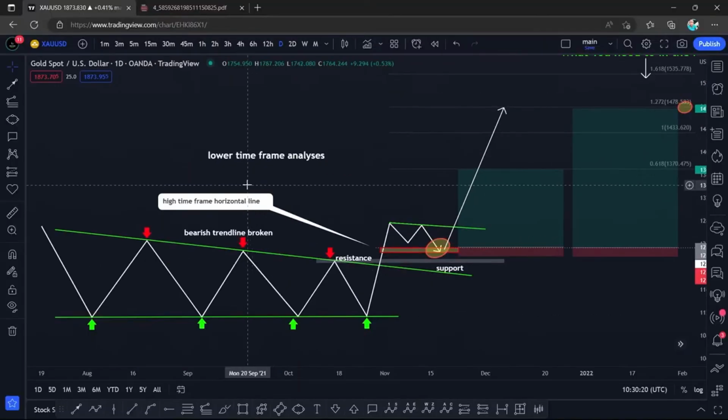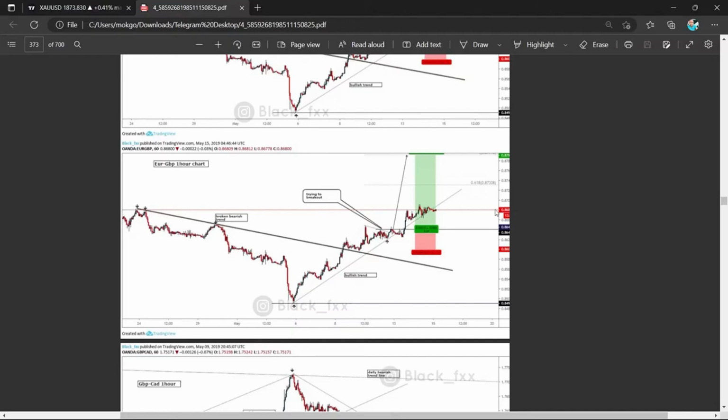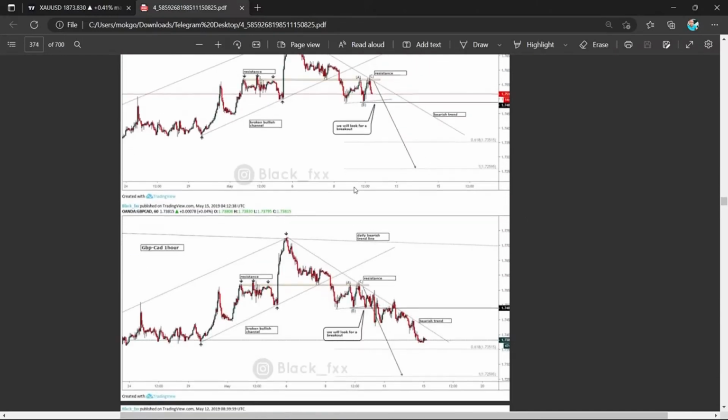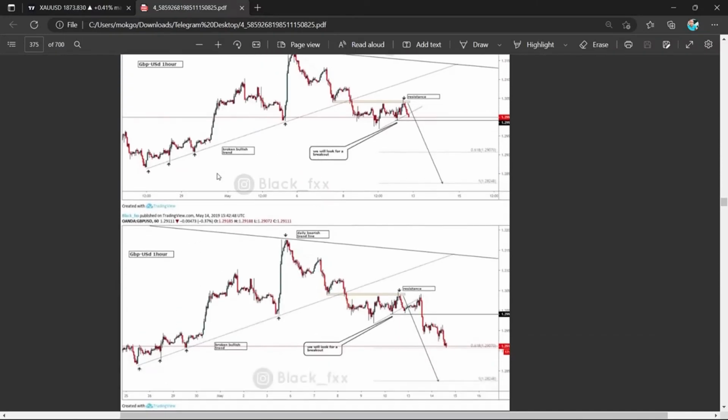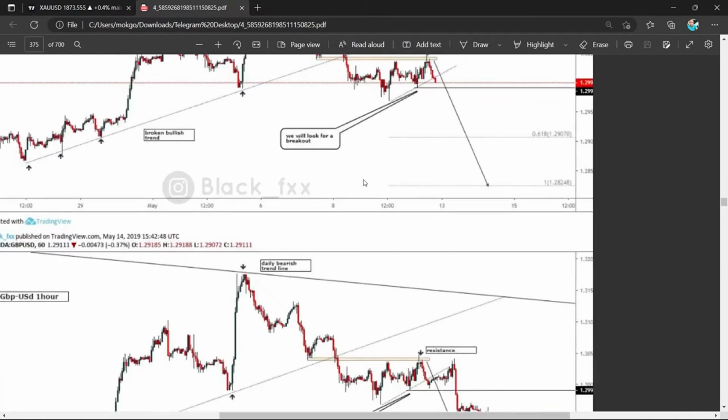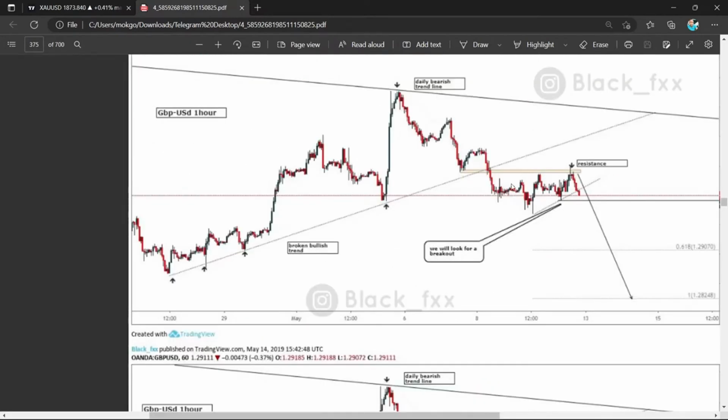And before we move on, let me show you. This is the kind of thing that I am talking about here. As you see, broken bullish trend, support and resistance over here. Let me zoom in a little bit. Okay, you will have something like this. So in this case, we can also see that we have a zone here. So that means you will enter around here, and then your take profit will be here and here.